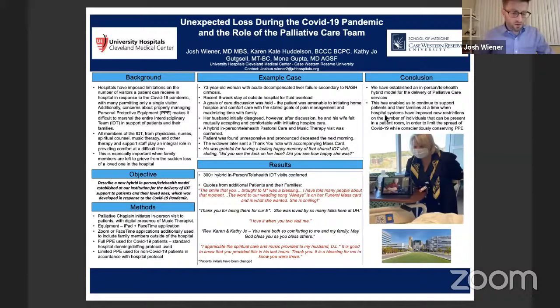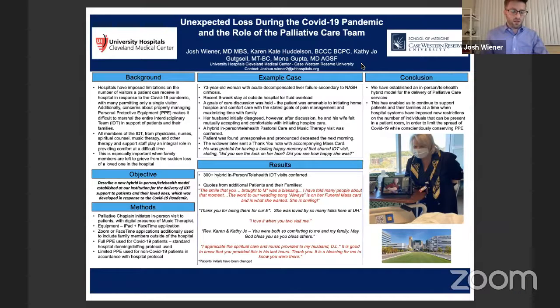All right, so hi, my name's Josh Weiner. I'm an internal medicine intern at University Hospitals Cleveland Medical Center. Very fortunate to get to work with Dr. Gupta. So essentially, the COVID-19 pandemic has created new barriers for the delivery of healthcare.